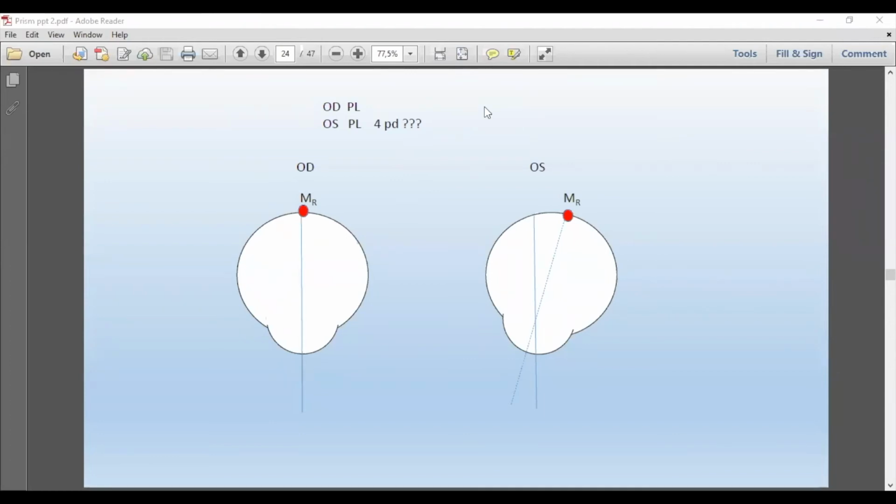Base out. Are they all correct? Right, base out. Yes, you would need base out. You would need base out. Clever people are listening.